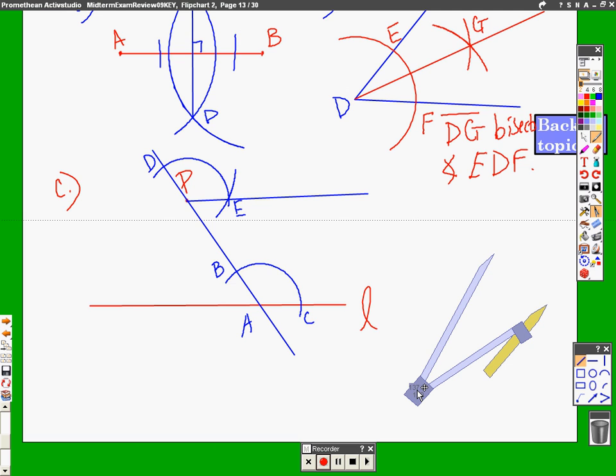As you can see, sometimes it works, sometimes it doesn't. But in this case, as long as the construction is correct, you are fine.